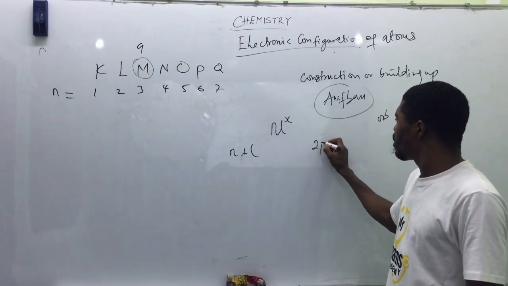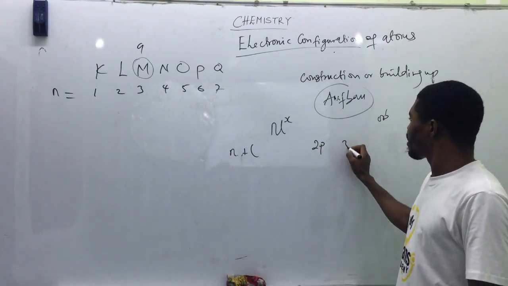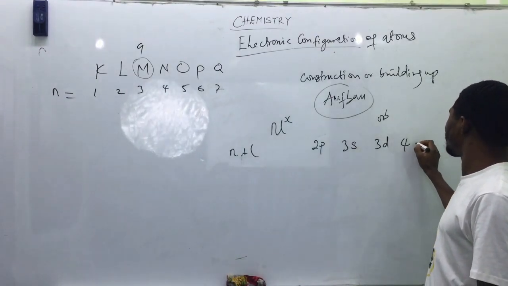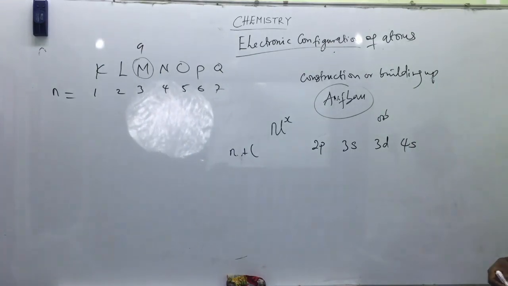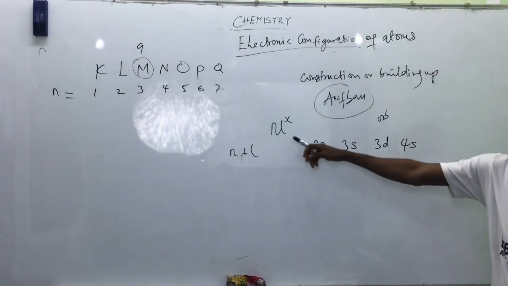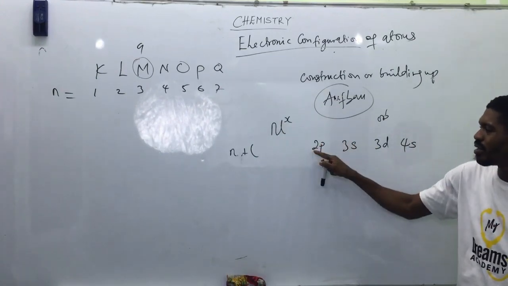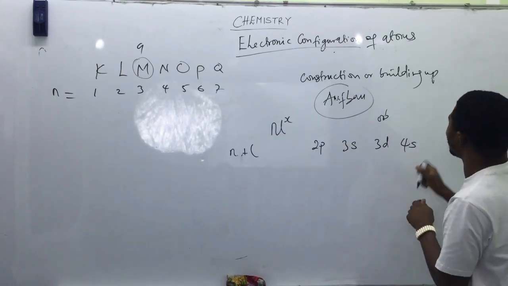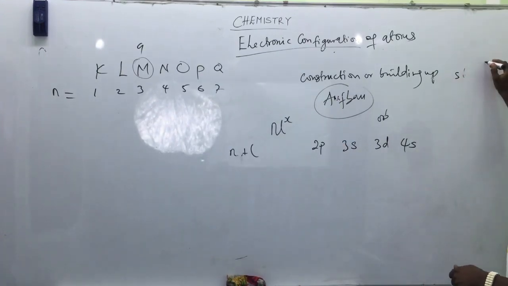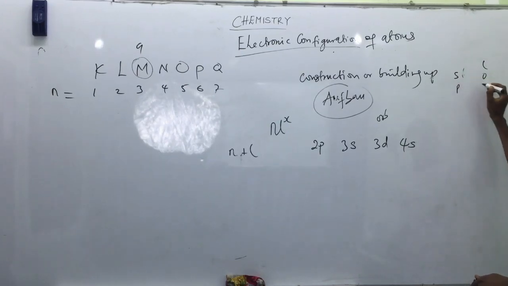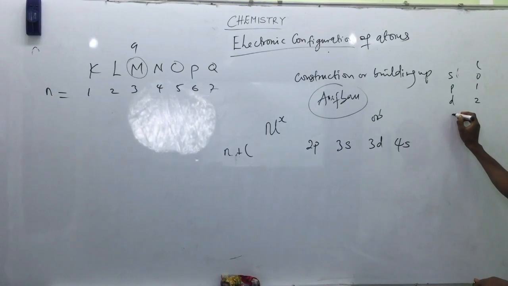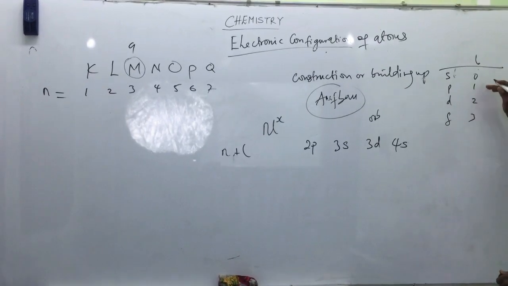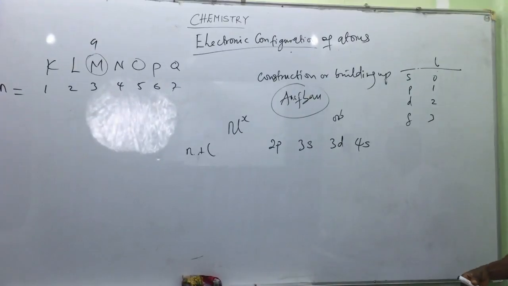I may have 2p, I may have 3s, I may have 3d, I have 4s. These are subshells. For the 2p subshell, based on this principle here, N plus L, you can see the value of N is 2. And remember the L value: S is 0, P is 1, D is 2, and F is 3. These are the L values of these subshells, not orbitals.